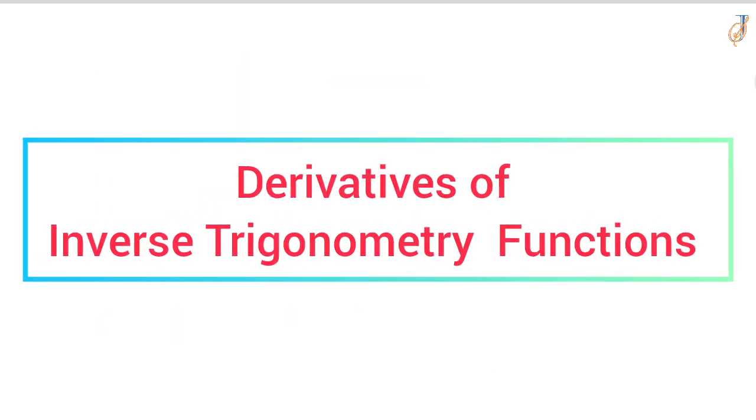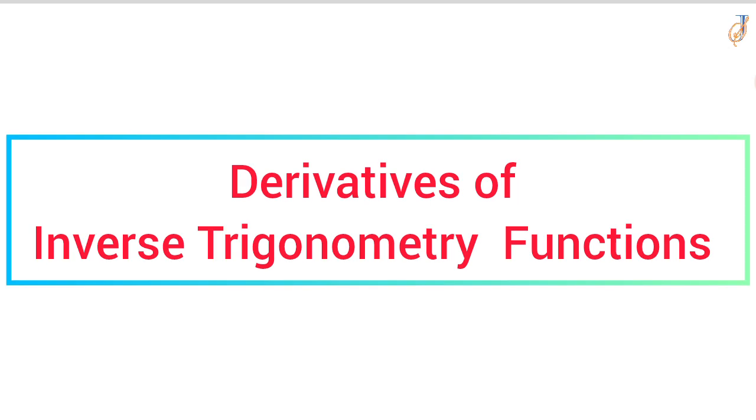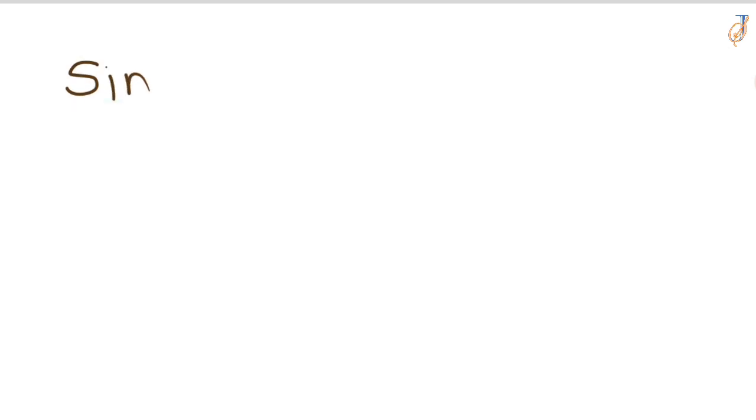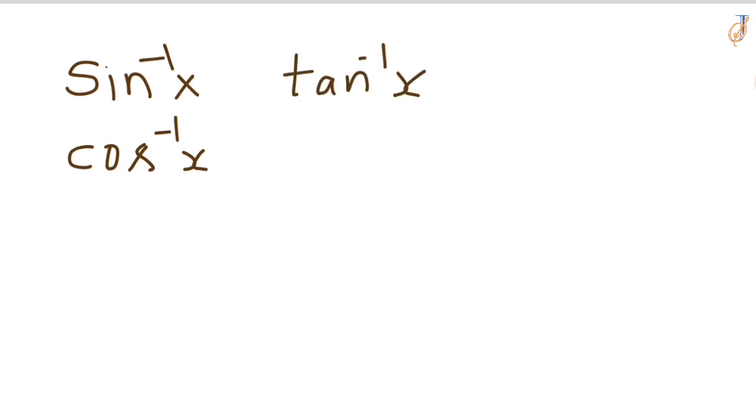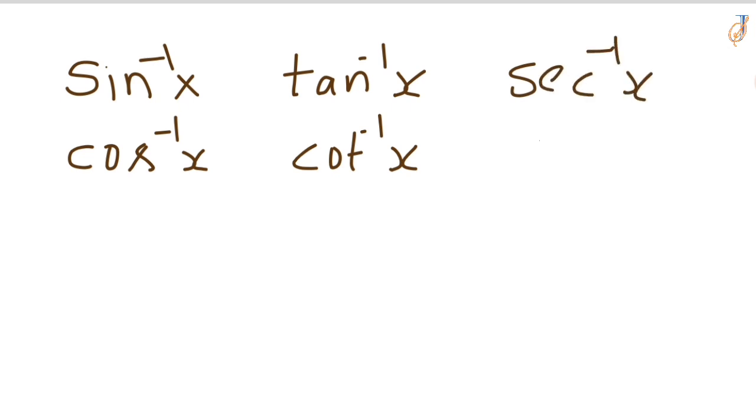Now let's start with the derivatives of inverse trigonometric functions. We have 6 inverse trigonometric functions: sine inverse of x, cos inverse of x, tan inverse of x, cot inverse of x, secant inverse of x, cosec inverse of x. So we have 6 inverse trigonometric functions.